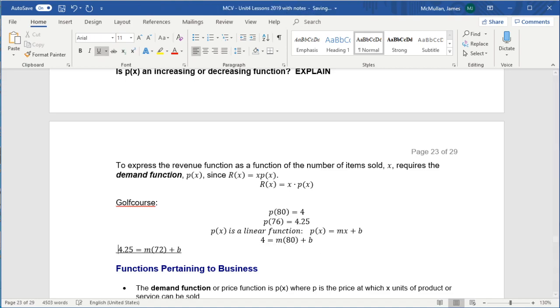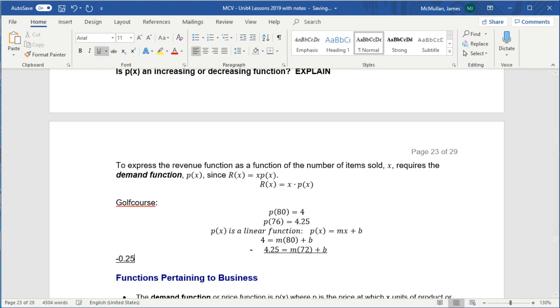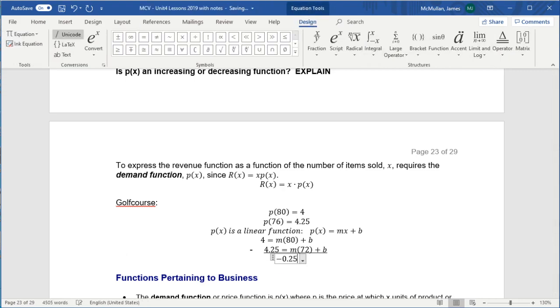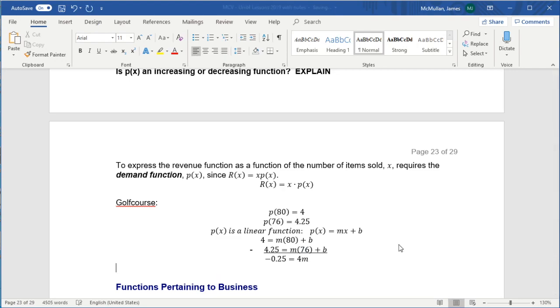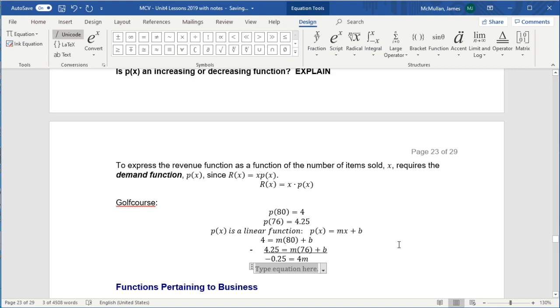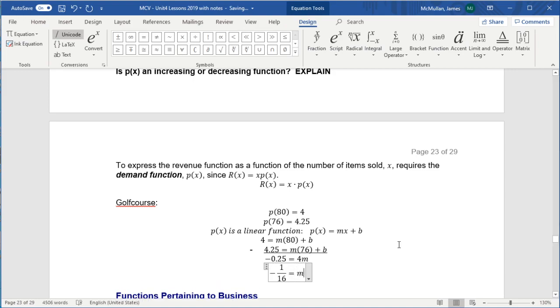If you subtract these two equations from each other, what do you get? You get negative 25 cents is equal to 4m. It shouldn't say 72, it should say 76. Apologies. So 4m, and that's it, there's no b. So you divide that by 4, and you get negative 1 over 16 equals m.